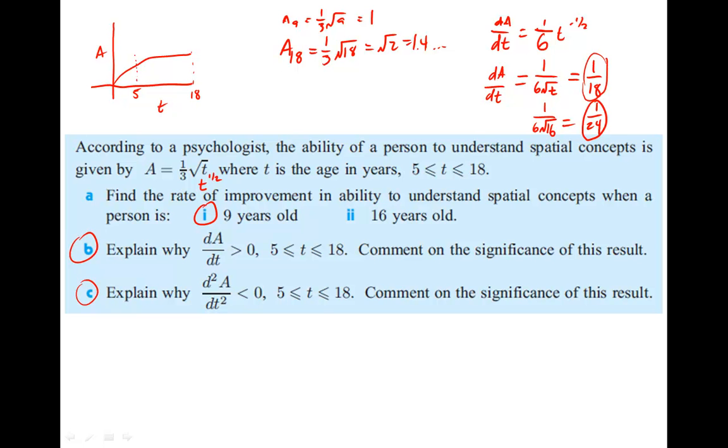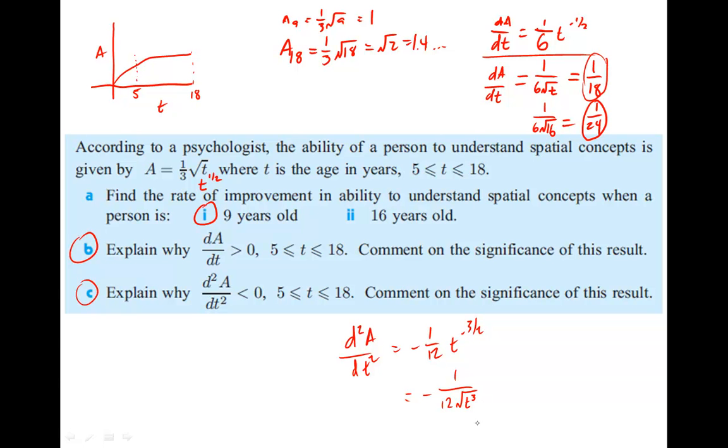Now, if we look at C, it says explain why the second derivative is less than 0. Okay, well, if we want to do d squared A over dt squared, then we just take that first derivative and we take the derivative of that, which means we take the 1/2 and put it in front. I don't have the square root on the bottom anymore. That now makes it negative 1 over 12 t to the negative 3/2, or in other words, negative 1 over 12 square root of t cubed.